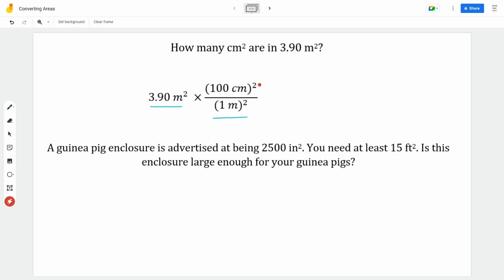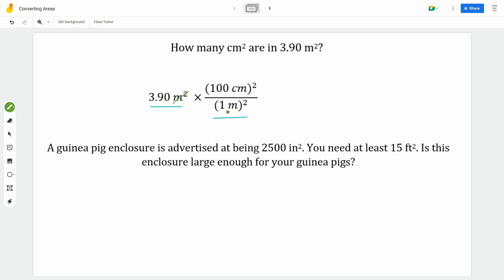So here is my final conversion factor. You can see I have meters squared in the denominator and centimeters squared in the numerator. Now the key thing to remember is I have to square this 100 as well. What you have to be careful about is this squared applies not only to the unit, but also to the number in front of the unit. Now down here in the denominator, when you have 1 squared, that's fine. That's simply just 1. But up here in the numerator, you are going to have 100 squared. So you're not simply squaring the unit, but you are squaring the number that comes with the unit as well.